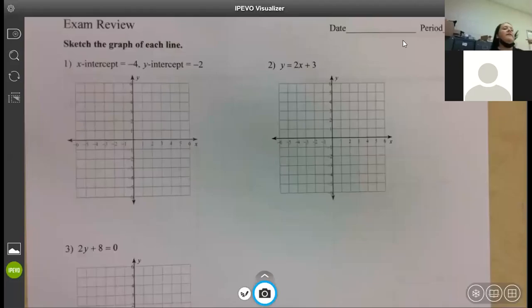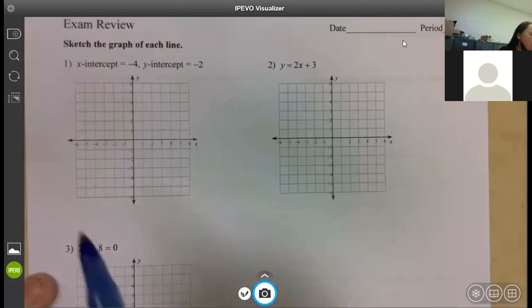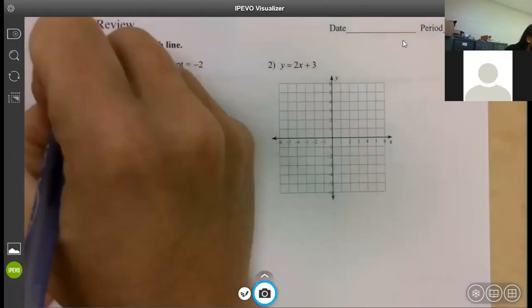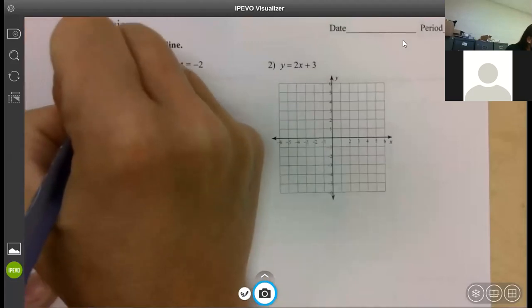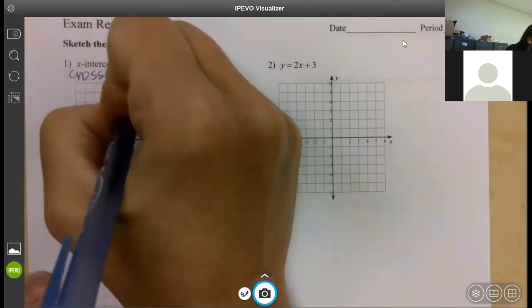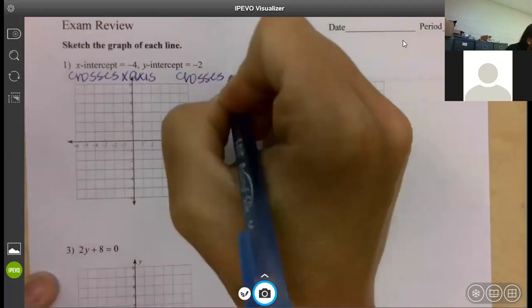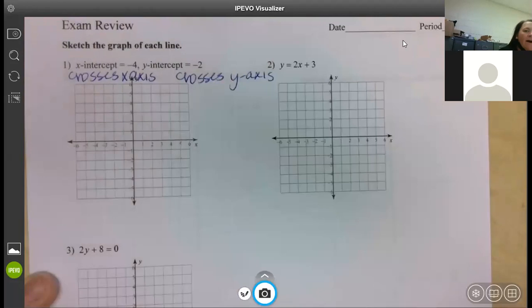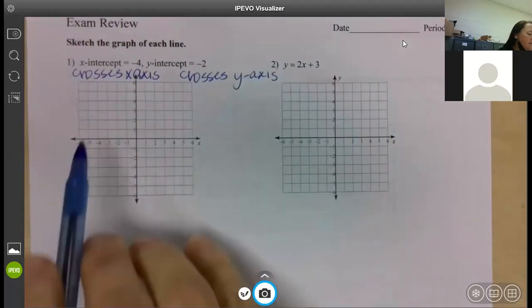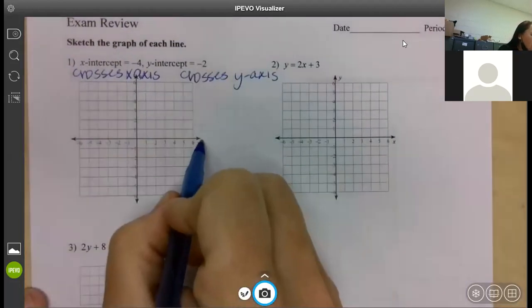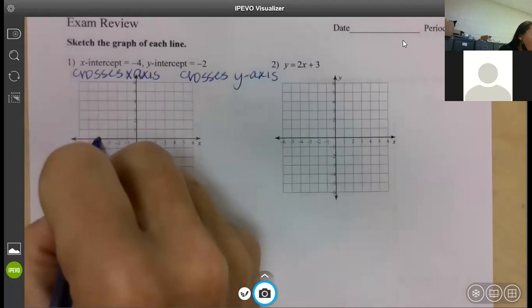All right, so I just made this up really quick this morning just to review some things with you guys. So the first thing is X and Y intercept. Your X intercept is where it crosses the X axis, and the Y intercept is where it crosses the Y axis. So if the X intercept is at -4, we go to the X axis and we find -4 and we put a dot right there.